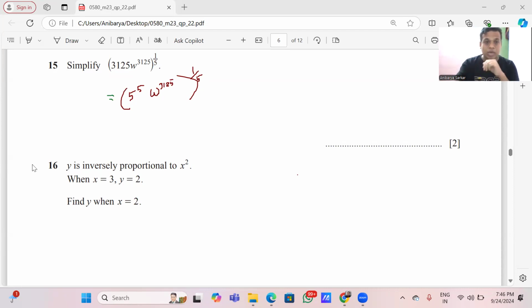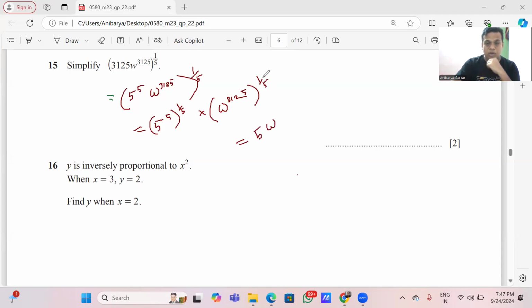So according to this, we can write 5 to the power 5, whole to the power 1 by 5, whole to the power 1 by 5, into 3125 whole to the power 1 by 5, whole to the power 1 by 5. Now 5 to the power 5 is cancelled out, so only 5 is there.